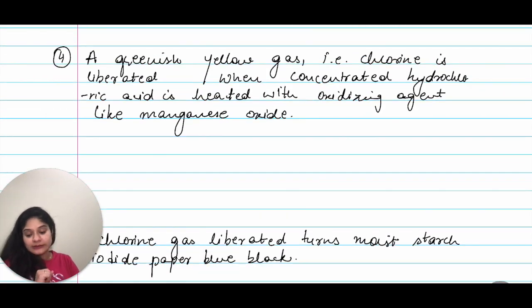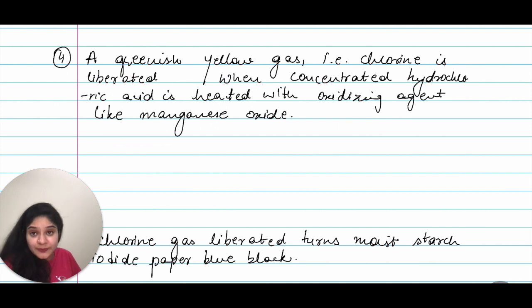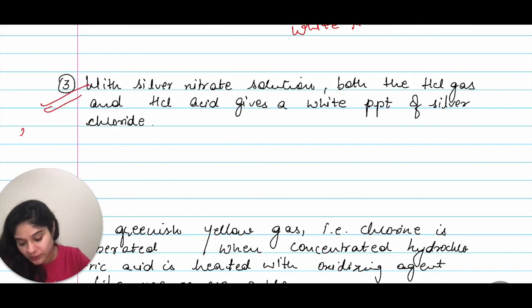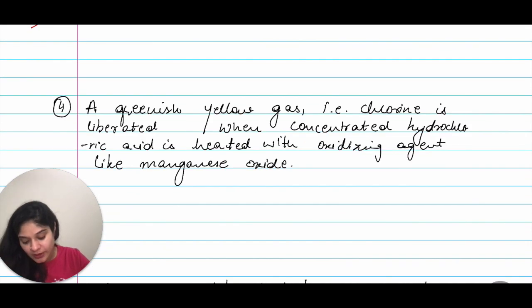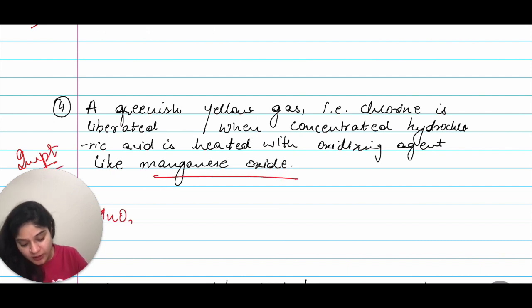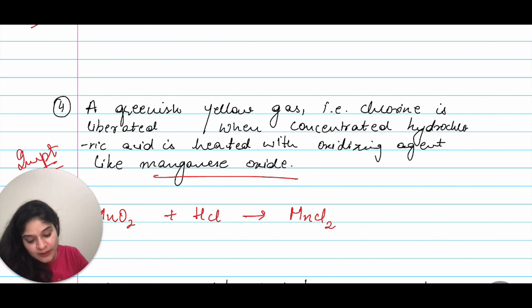Now the fourth one is a greenish yellow gas, that is chlorine, liberated when concentrated hydrochloric acid is heated with the oxidizing agent manganese oxide. This equation is important. Manganese oxide, MnO2. A greenish yellow gas of chlorine is liberated when MnO2 is heated with HCl. So what do we get? We get MnCl2 plus H2O plus chlorine gas. This is your greenish yellow gas.